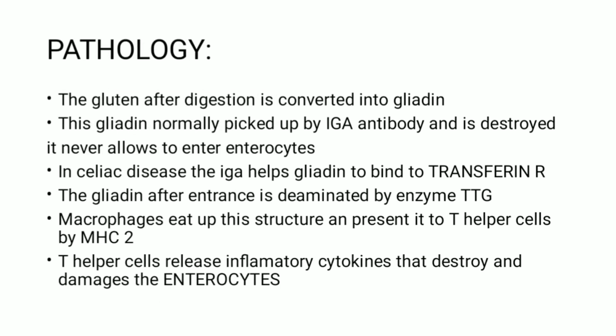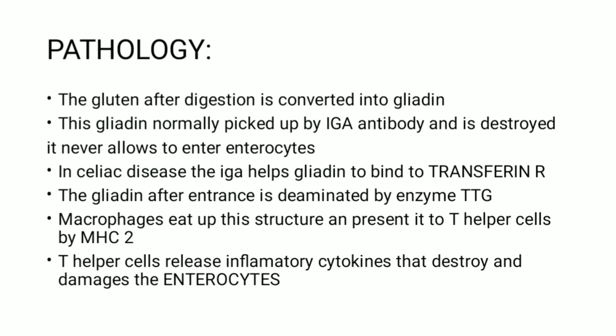The pathology of this disease starts when the gluten you take in your diet is digested within the stomach and is converted into gliadin. Now this gliadin is a pathognomonic component of this disease. Gliadin is normally picked up by IgA antibody and is destroyed, and it never enters into the enterocyte. The problem in celiac disease is that the IgA helps the gliadin to bind to the transferrin receptors. Now these transferrin receptors are iron binding receptors.